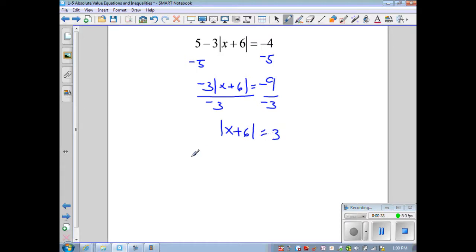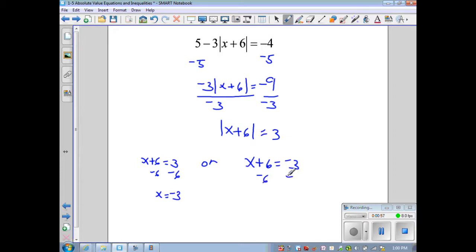Setting up two equations, let's pull out the expression. x plus 6 equals 3, or x plus 6 equals a negative 3. Solving each, subtract 6 on both sides. x equals a negative 3.